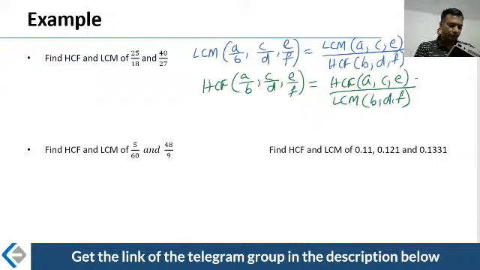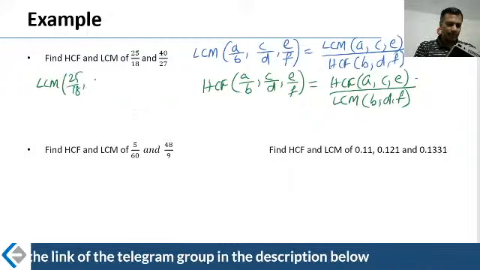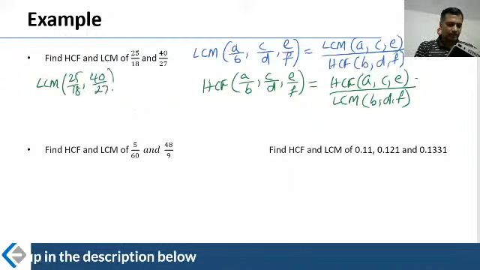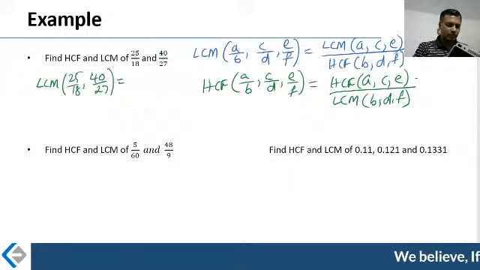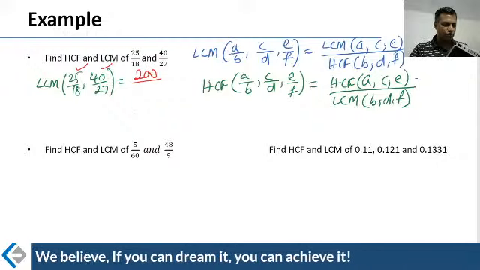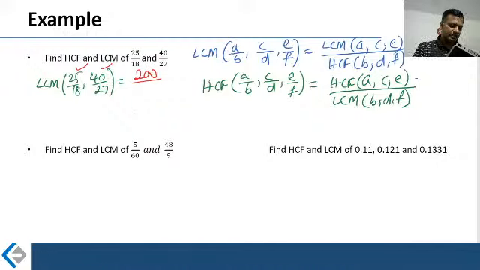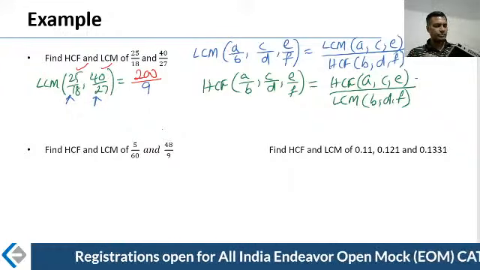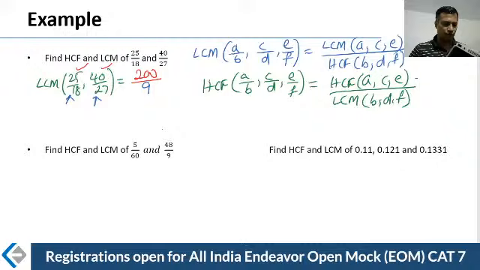So I want to find the LCM of two fractions, 25 by 18 and 40 by 27. Find the LCM of the numerators, which means the LCM of 25 and 40. We already taught the methods there. The LCM of 25 and 40 is 200. Then find the HCF of the denominators, the highest common factor, which is 9. This forms the LCM of the given fractions.